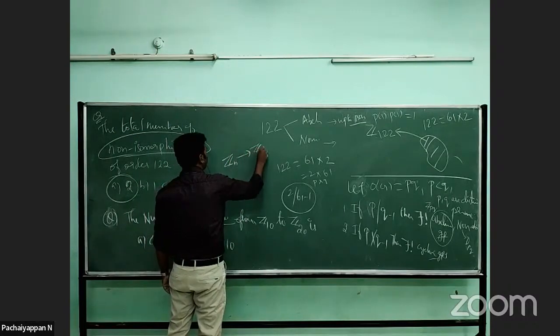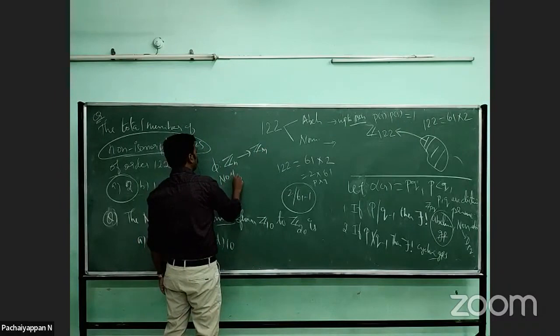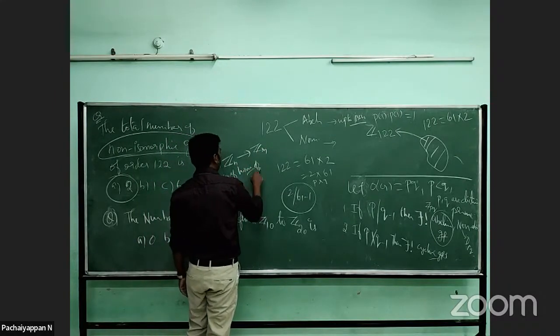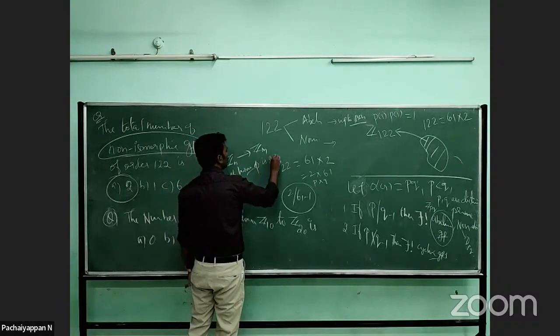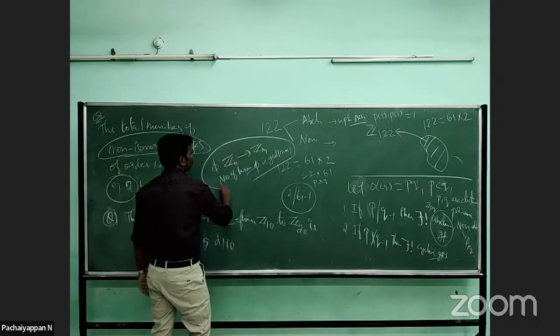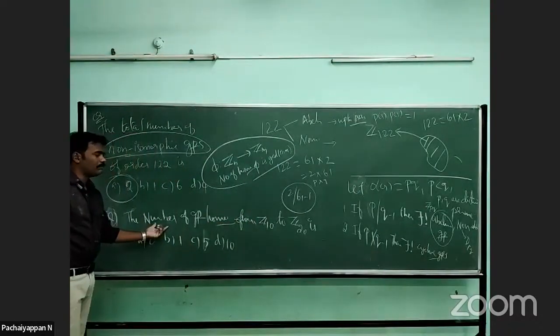Z_n to Z_m. Number of homomorphisms. The number of homomorphisms, just a homomorphism called phi, is GCD of n comma m. This is the formula. Now the answer is the number of group homomorphisms.